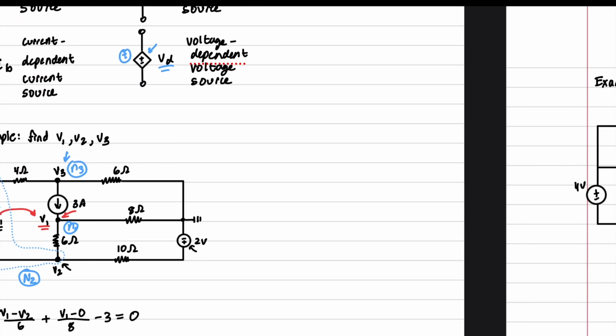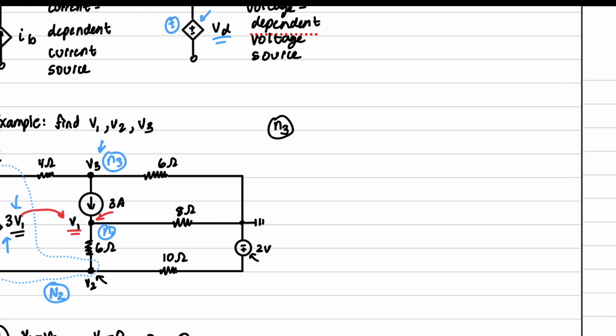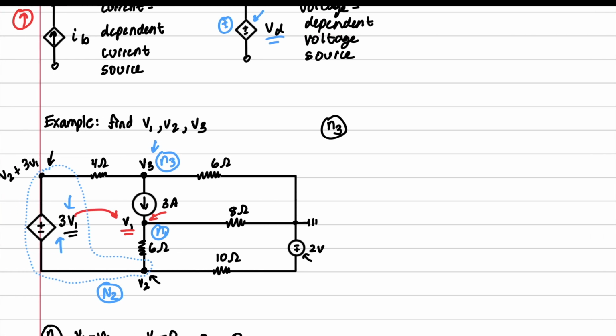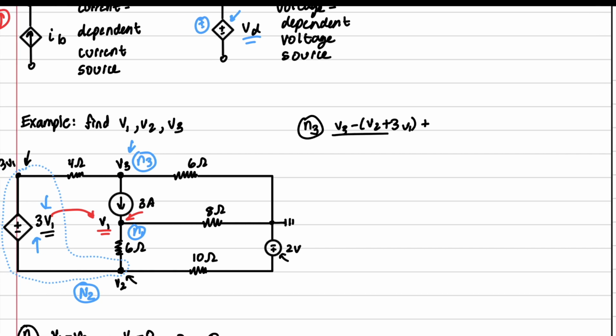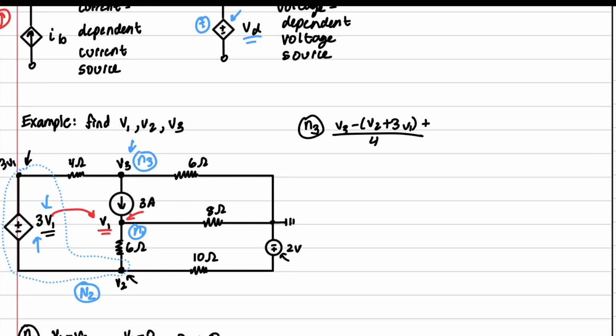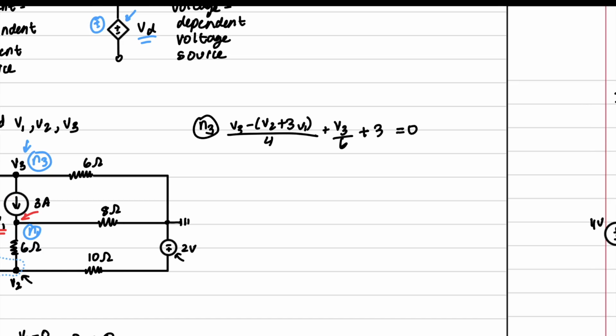And last but not least, we are going to solve for the nodal equations for node 3. And this should be pretty simple and straightforward. We're going to start with the supernode relation, V3 minus V2 plus 3V1, divided by 4 ohms, plus V3 minus 0 over 6, because we're going to ground, plus 3 equals 0. Once again, we're going to solve it out. I'm going to multiply by 24.